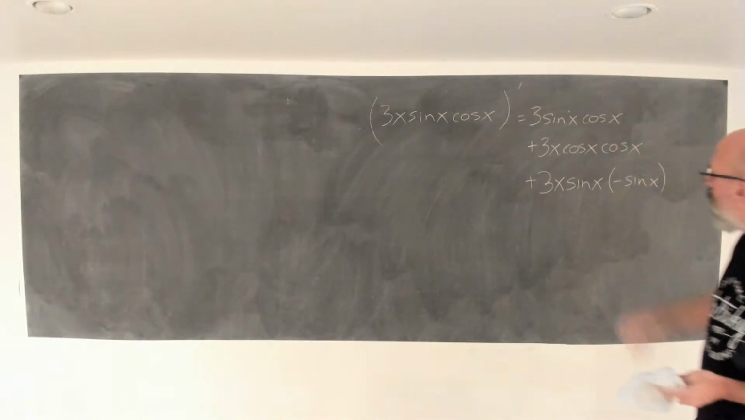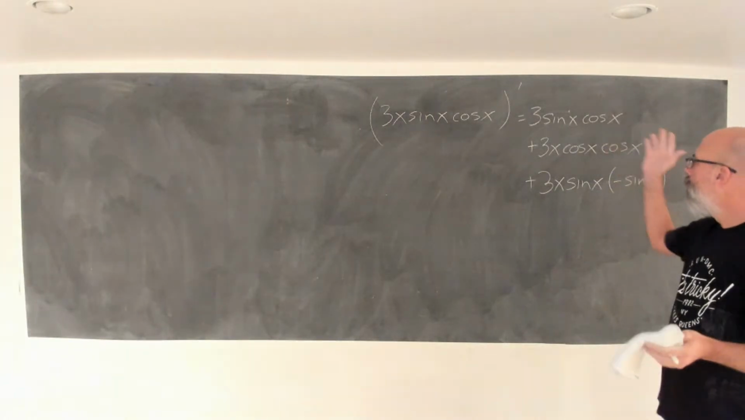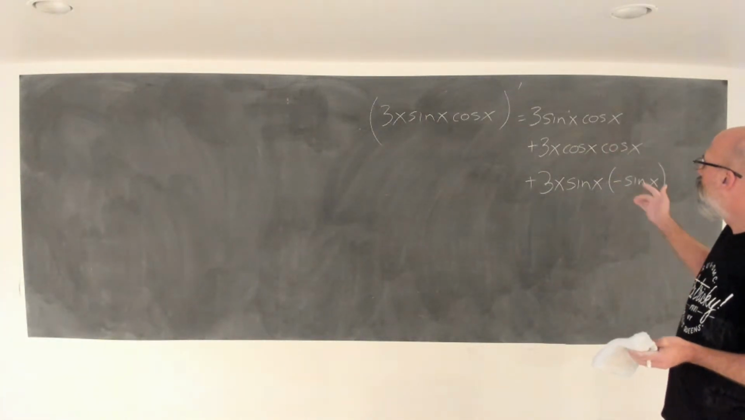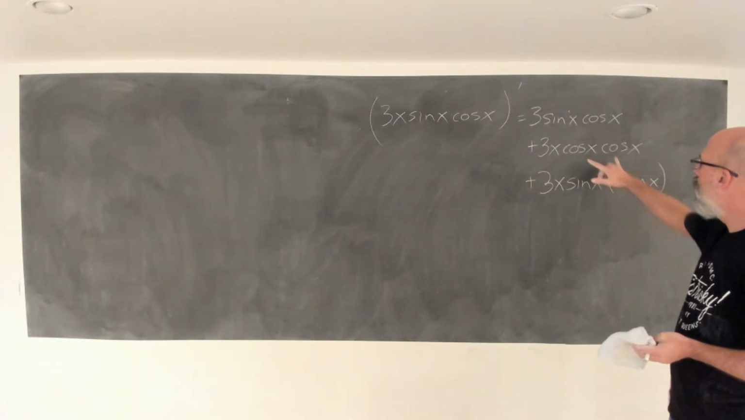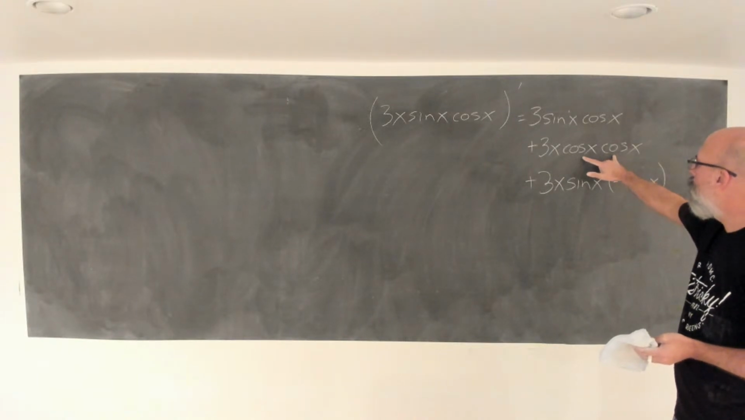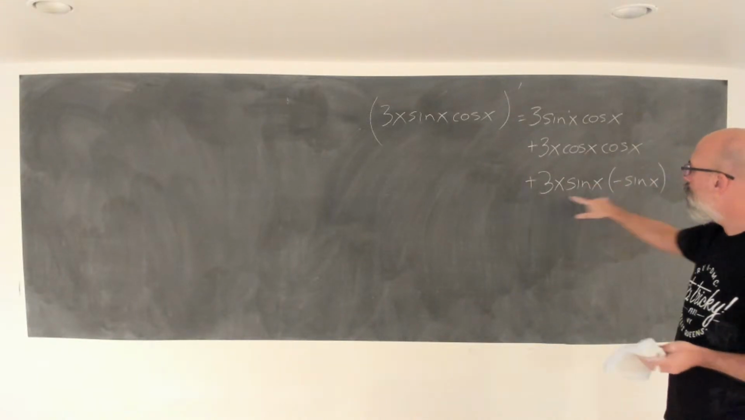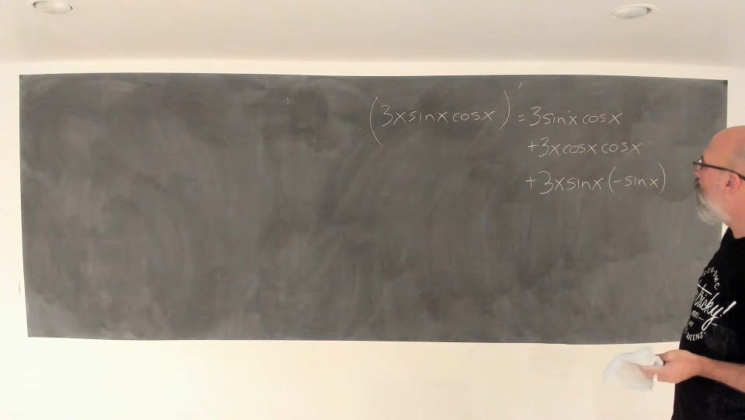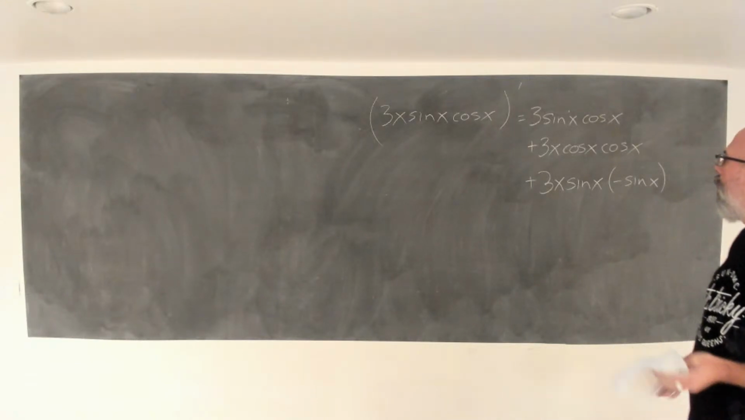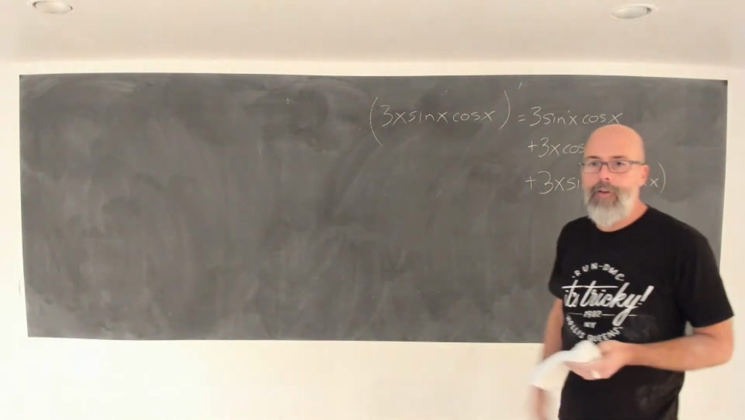Maria's asking if that would be the final answer. Well, depending on what you want to do, right? You could rewrite this as cosine squared, and this is minus 3x sine squared x. But it doesn't simplify very much.